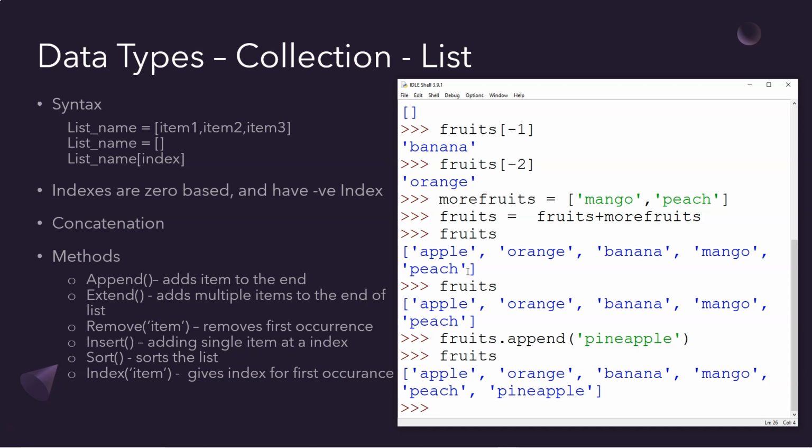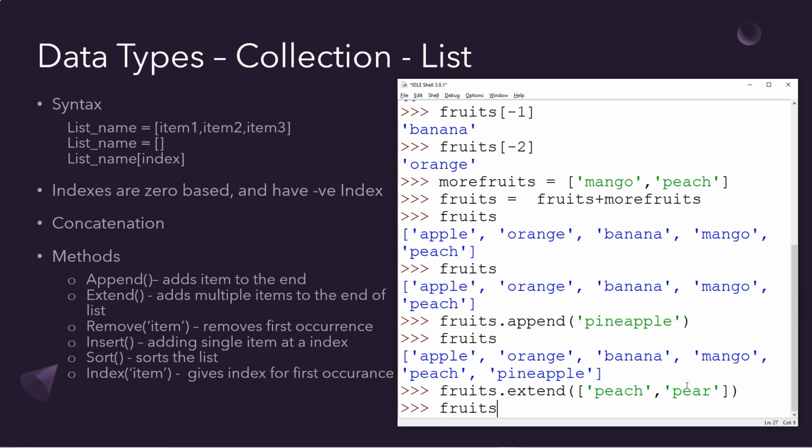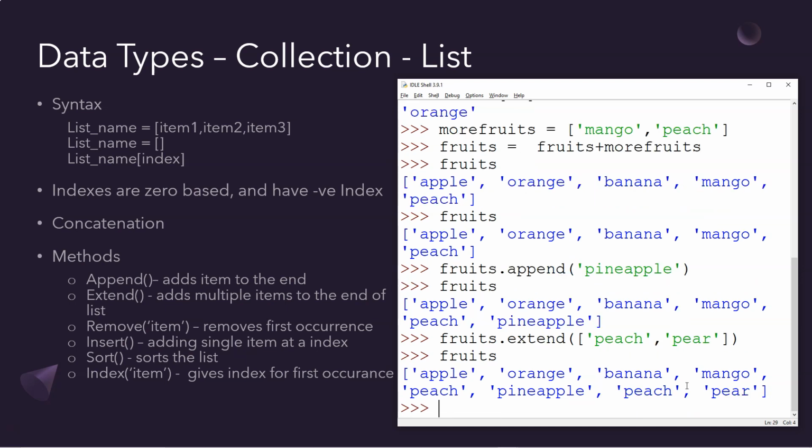Extend is another way of doing it, but in that case we can extend multiple items at the end. So for example, now I want to say fruits dot extend. Here I can pass multiple items. Here I am trying to extend by adding 2 more fruits. So this is the difference. Append adds 1 item at a time. In extend, you can even pass another list and that will get extended.